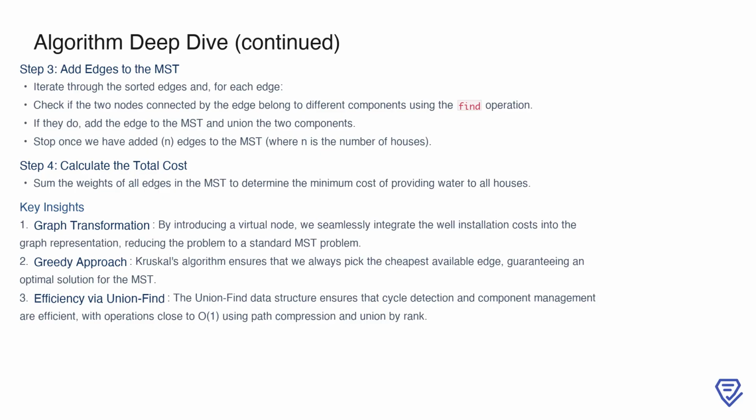The approach is rooted in two key insights. First, by introducing the virtual node, we convert the problem of selecting between wells and pipes into a graph problem, allowing us to use standard MST techniques. Second, Kruskal's greedy algorithm ensures that we always choose the cheapest available edge, making the solution optimal. The union-find data structure further enhances efficiency by enabling near-constant time operations for cycle detection and component management.